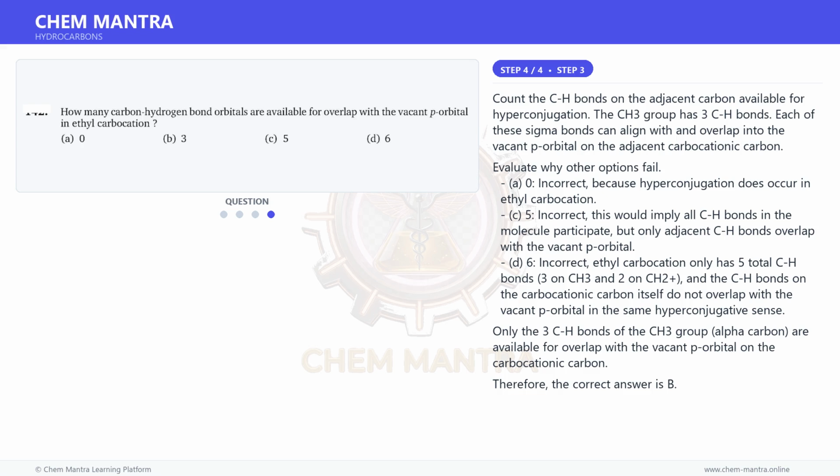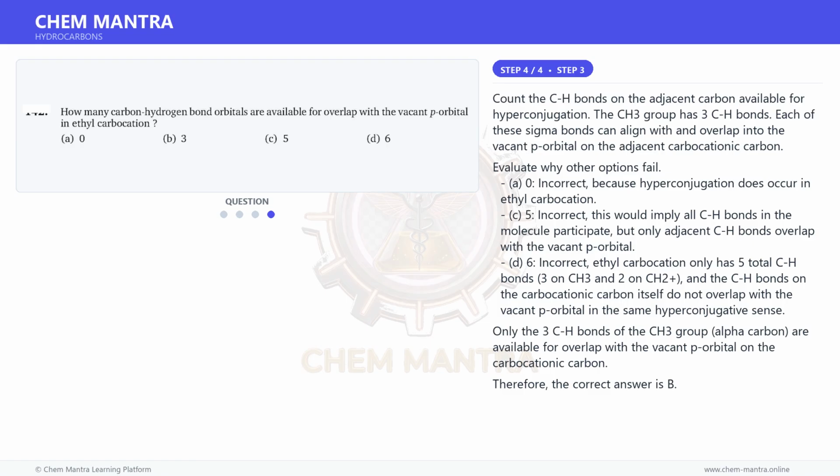And for the final step, count the CH bonds on the adjacent carbon available for hyperconjugation. The CH3 group has 3 CH bonds. Each of these sigma bonds can align with and overlap into the vacant p orbital on the adjacent carbocationic carbon.